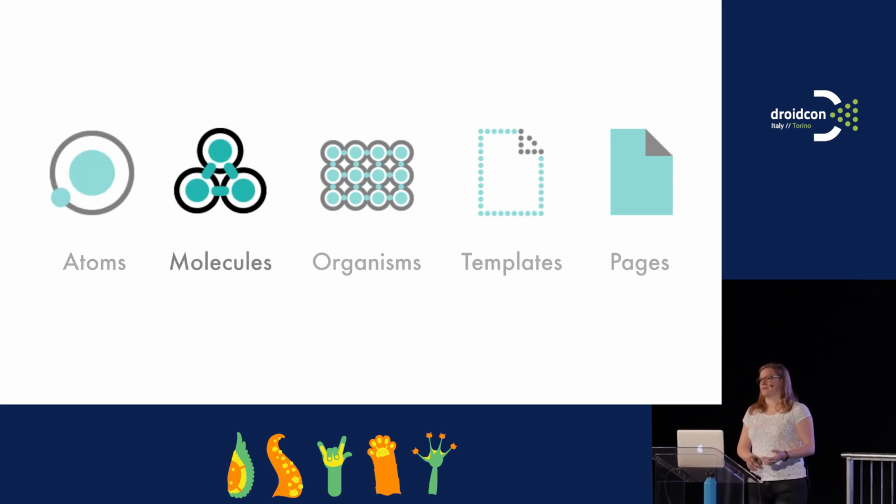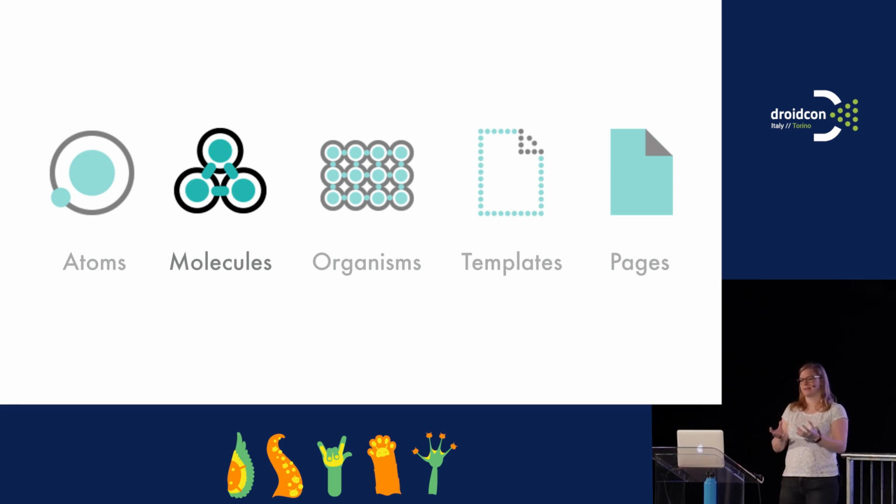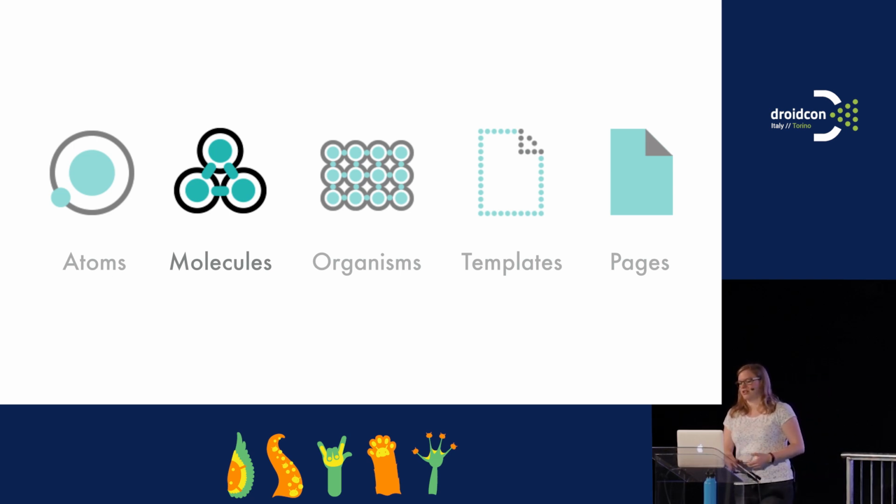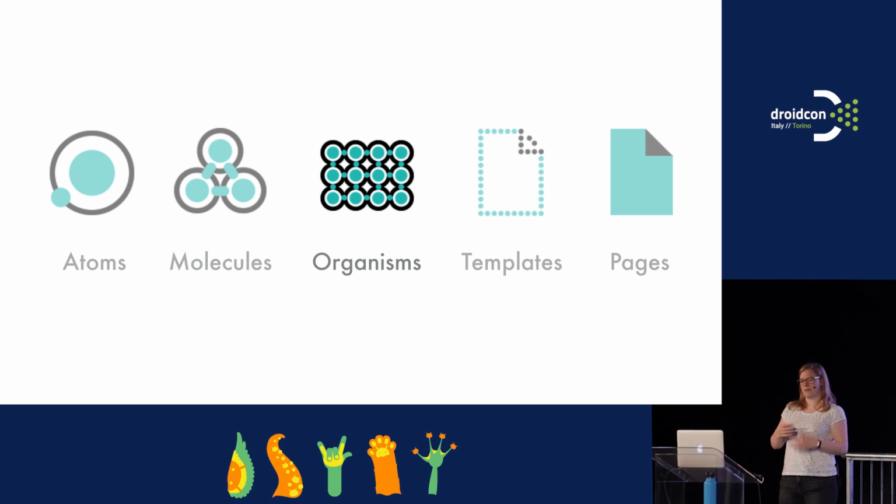Next up are molecules. These are essentially multiple atoms combined. For example, a row item. This has an image, a title, and a subtitle, for example. Each of these components can be standalone, but together they form a molecule. And then you have organisms. These are bigger and more complex components, like a dialogue, for example.